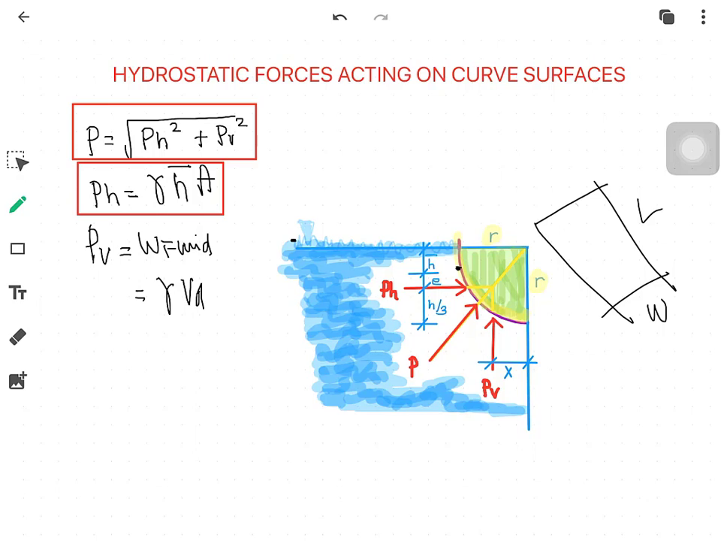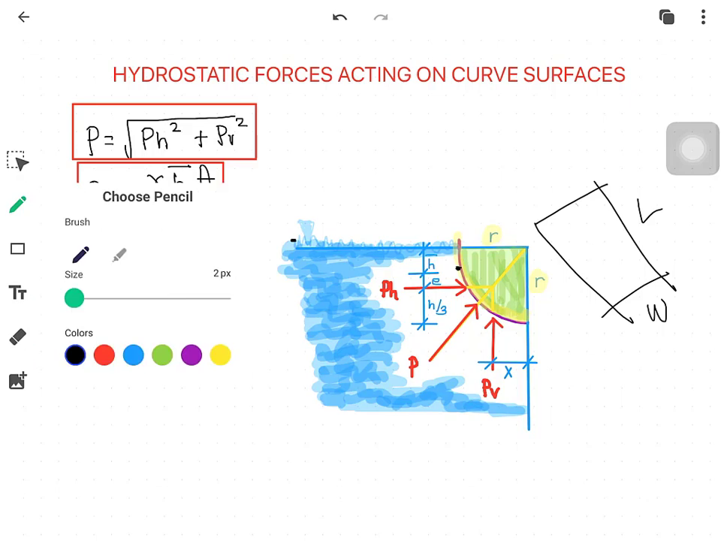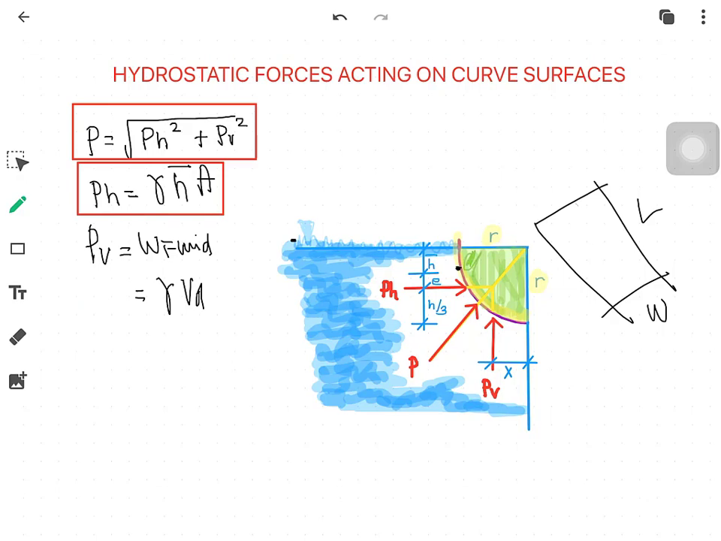And here, the volume that we will consider is the one shaded in green. We consider this volume because of the displaced liquid. It will exert a force equivalent to that displaced liquid. So that will be the vertical component of your hydrostatic force. And the distance x, if you are wondering, if we consider this as a quarter circle, then we can say that the distance x is equal to 4r over 3π.